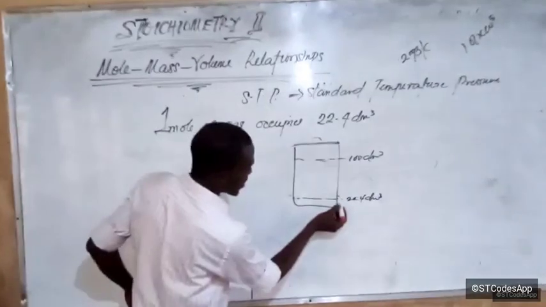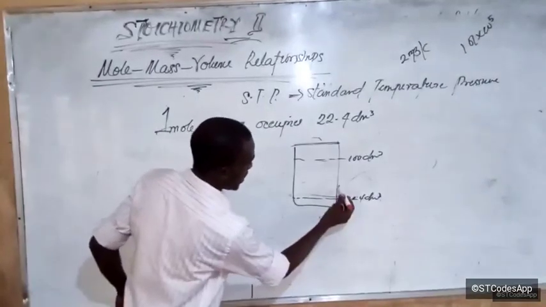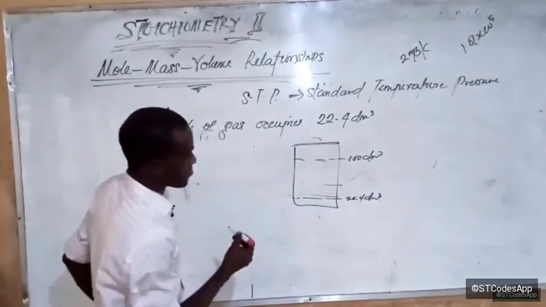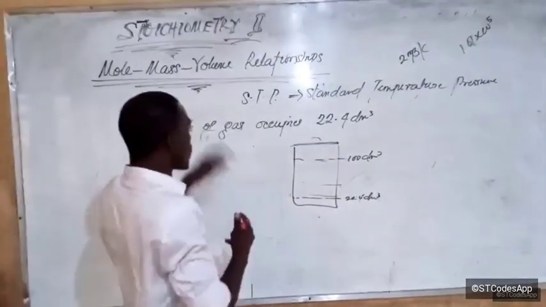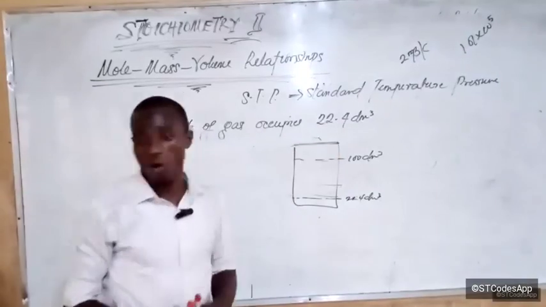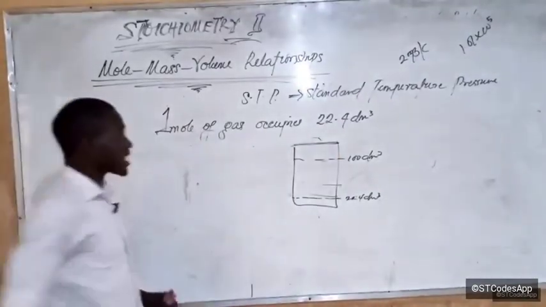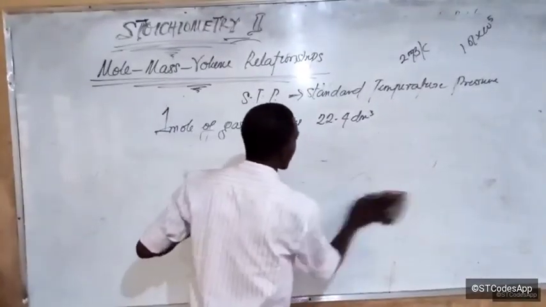Because around here will be 25, and we have 50 will be around here, so something around that. You understand? So 1 mole of gas means what? 22.4 dm cube of gas. Is that okay? And that is how to go about this question.